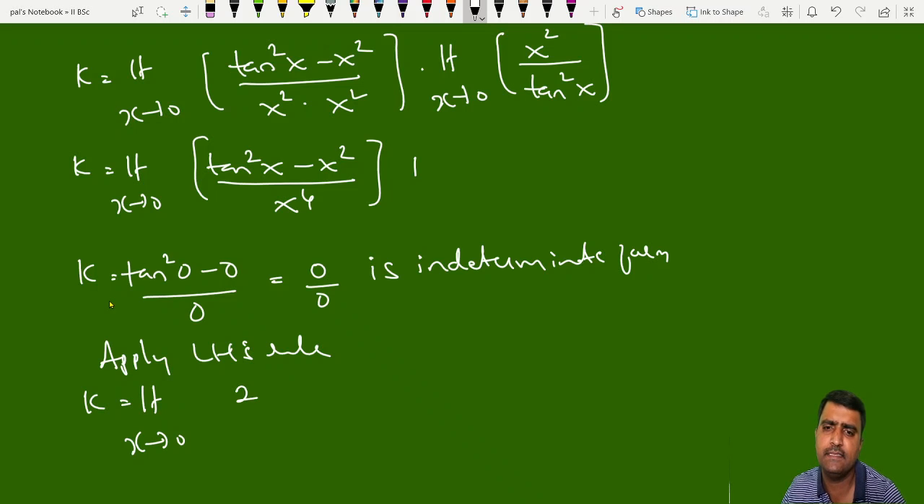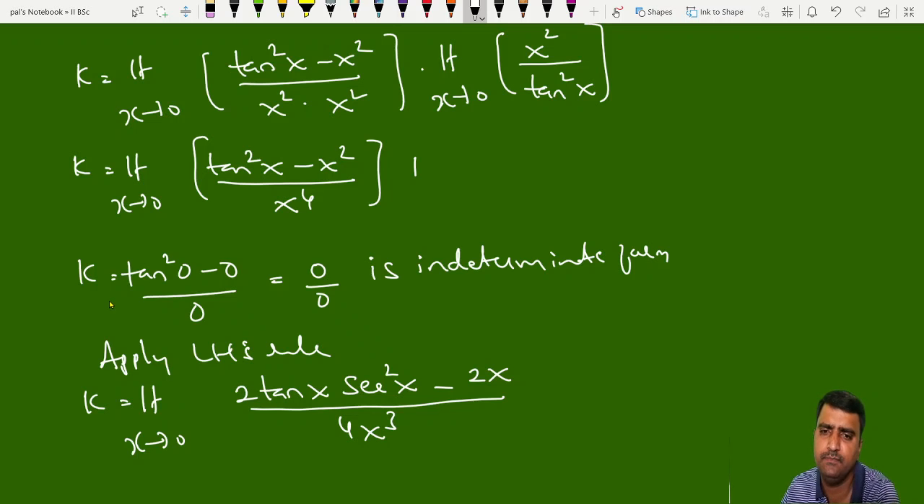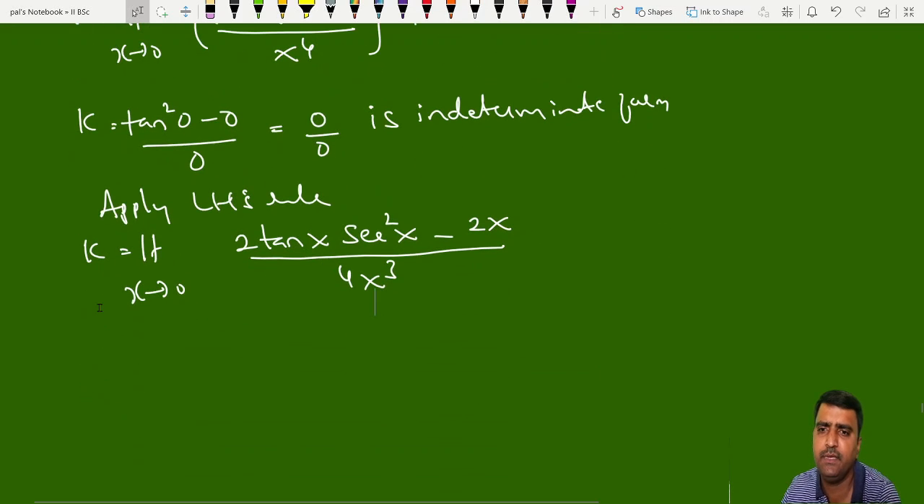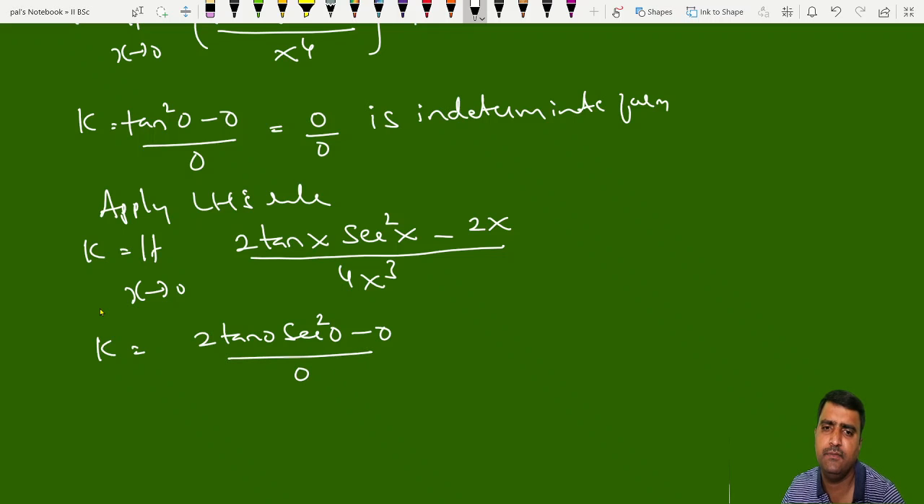Differentiation of tan square x is 2 tan x into, again, differentiation of tan x, which is secant square x, minus differentiation of x square, which is 2x. This is divided by differentiation of x to the power 4, which is 4x cube. To this you apply the limit: k is equal to 2 into tan 0 into secant square 0 minus 0, by 0. If you put x is 0, it is 0 only. Tan 0 is 0, so 0 by 0 is indeterminate.